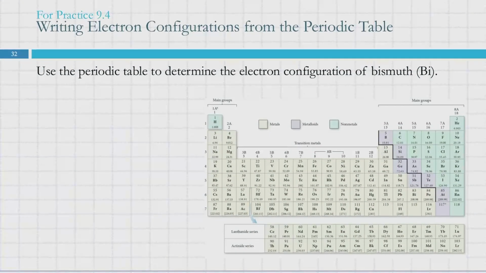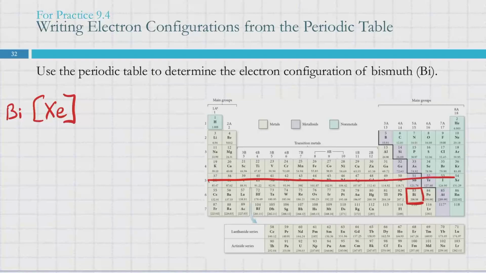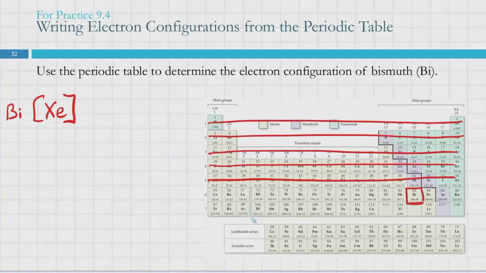Okay, let me show you another one using bismuth as an example. Bismuth with the red outline. What's our previous noble gas for bismuth? Xe. Xenon goes in brackets. So xenon covers all of this, so we don't have to worry about any of that stuff. All that stuff is already covered for us. So we're starting off with cesium. That's where we start our counting.